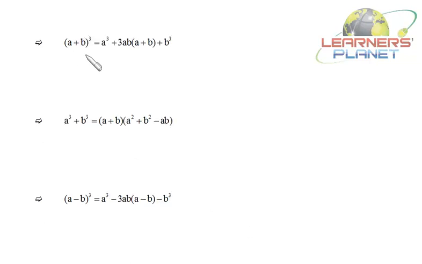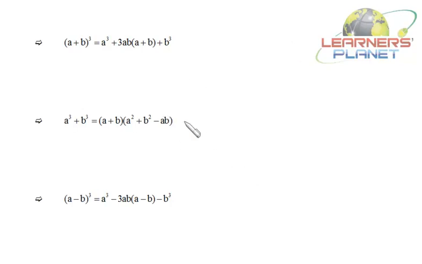Here (a+b)^3 = a^3 + b^3 + 3ab(a+b). a^3 + b^3 = (a+b)(a^2 + b^2 - ab). Here you can see a+b is a factor of a^3 + b^3. Friends, sometimes we are asked a question based on this concept or this formula.